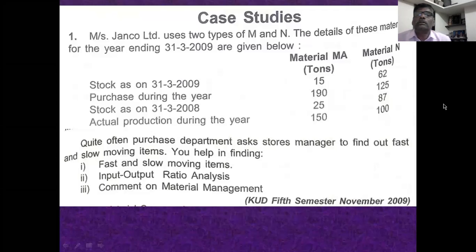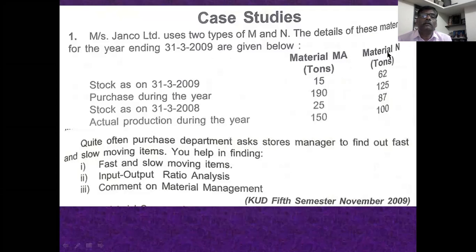Okay, today we see the case study related with material control. This is the first question. Mr. Janko Limited uses two types of material, M and N. The details of these materials for the year ending 31st March 2009 are given below.